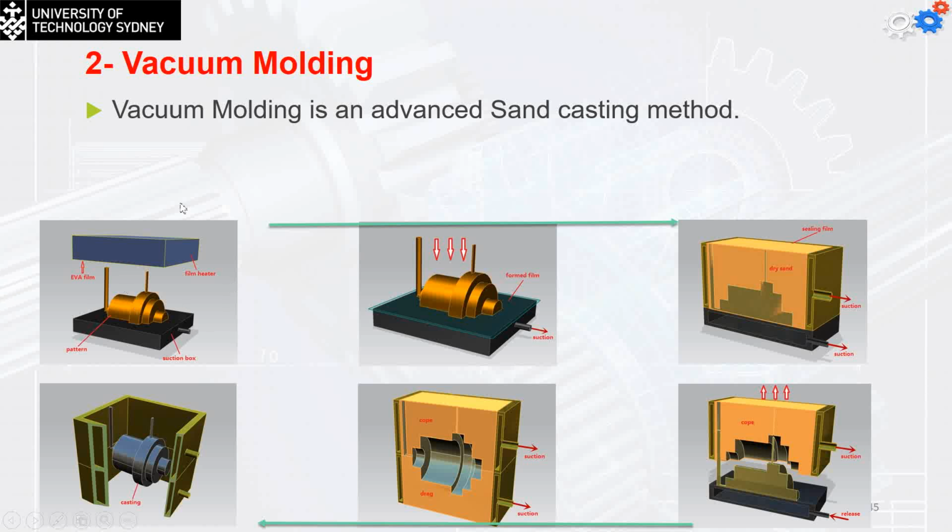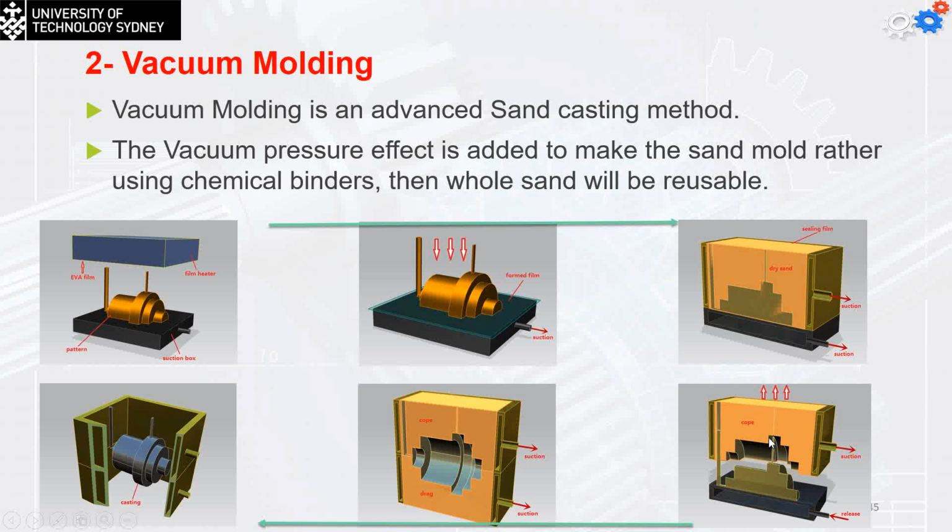Okay, so we put the film heater on, start to do the vacuum, fill with the sand, and the sand is going to be compacted over the part pattern. Remove the pattern, and we're going to have the cavity inside. Fill the cavity, we're going to have the cast part, remove the flask, and we're going to have the cast part. Now we're using the vacuum, and this is the main disadvantage of this process.